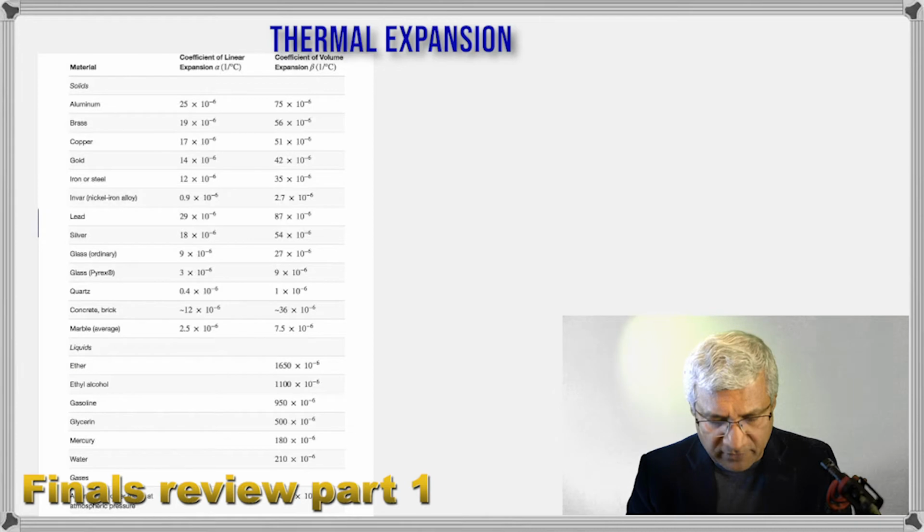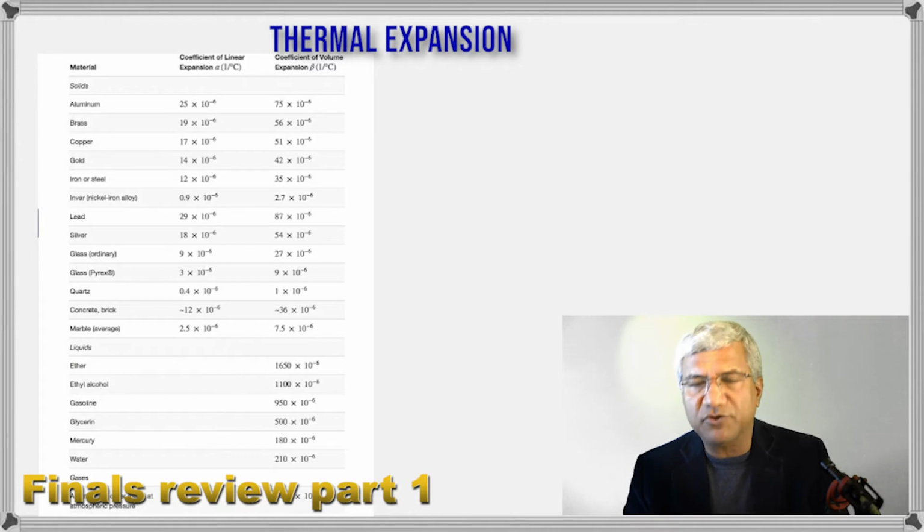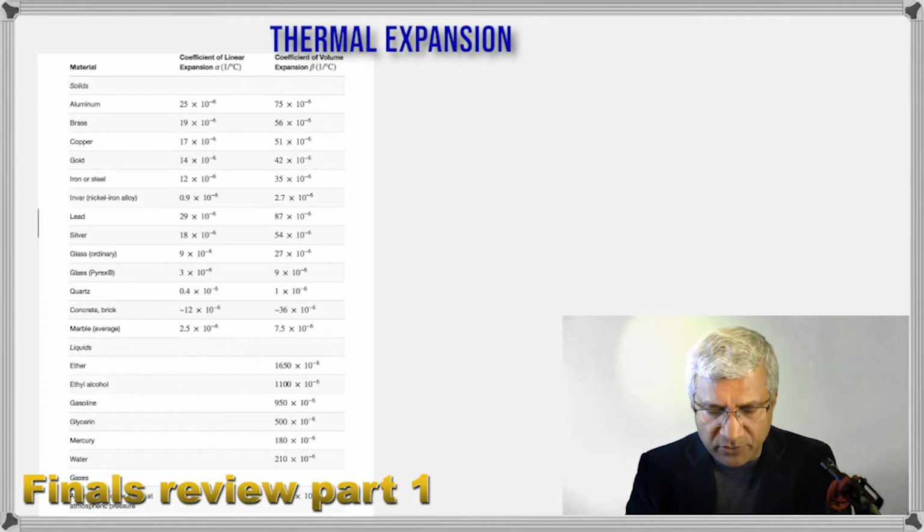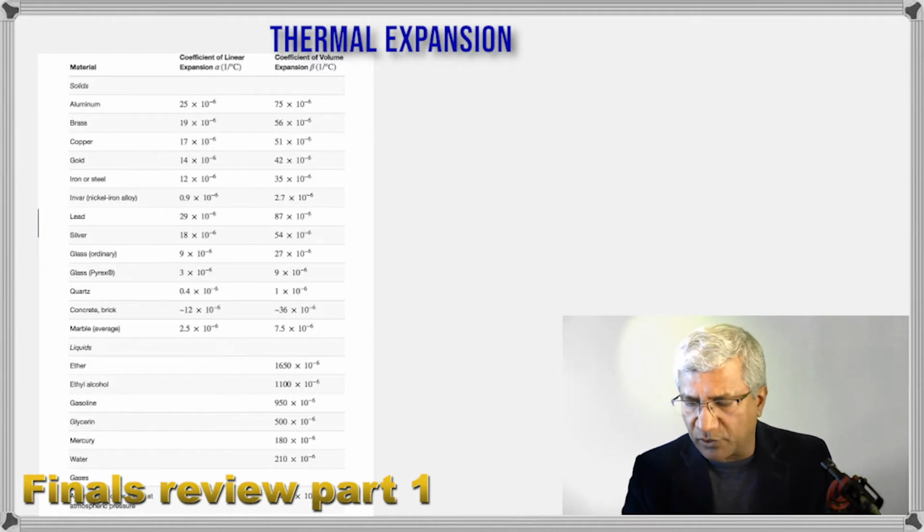And then look at the value for concrete or brick. Why is it negative? Oh, so when you heat concrete or brick, it looks like instead of expanding, it contracts. That's why it's negative. And then if you look at the values for liquids, you only see the coefficient of volume expansion there, like mercury, 180 times 10 to the negative 6, and so on. Okay, so that gives you a rough idea of the values of alpha and 3 alpha.